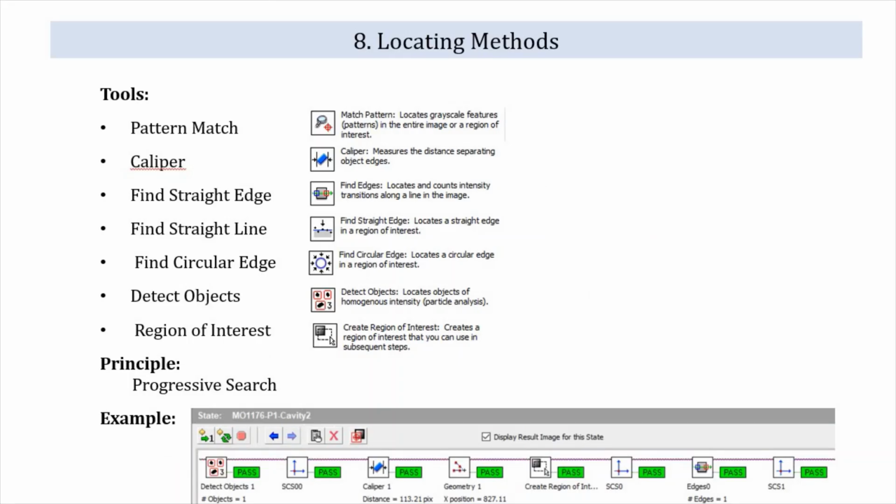Okay. In order to inspect a feature, we have to locate where the feature is. It is very important to locate the feature accurately and reliably. Here are the tools that we frequently use in locating methods. We'd like to go through each tool with examples. First, let's take a look at the match pattern tool.